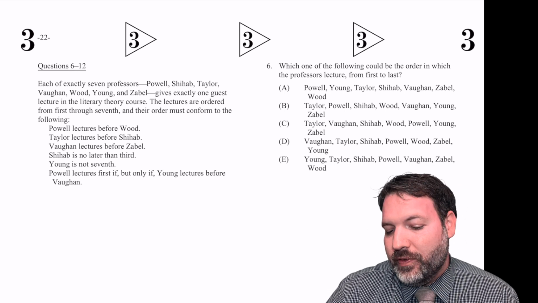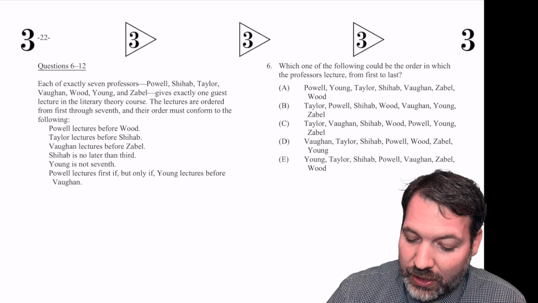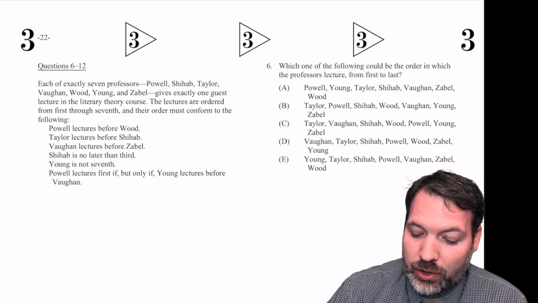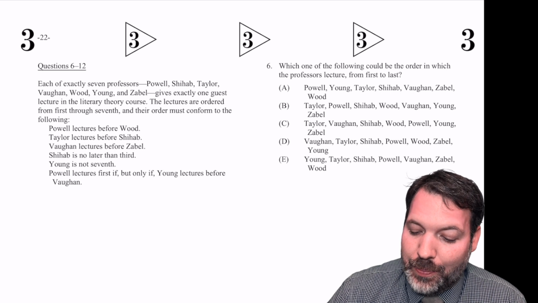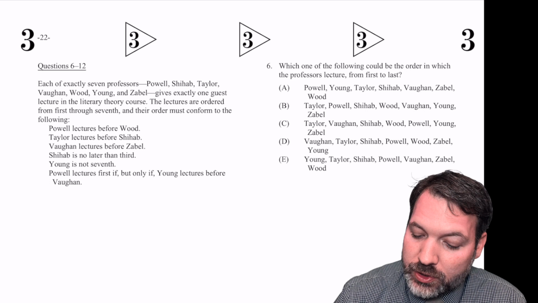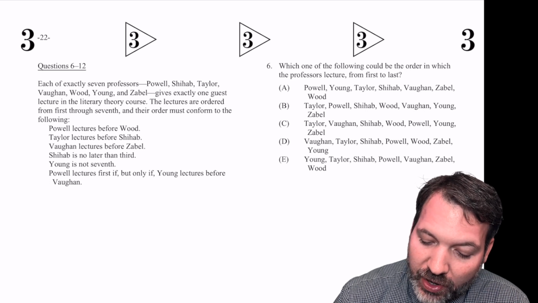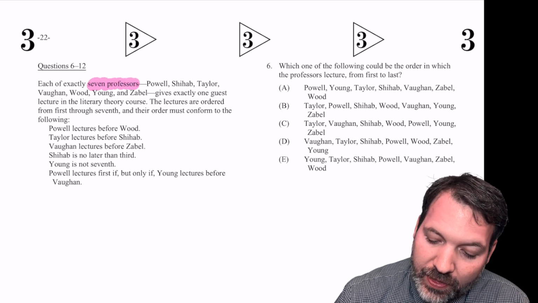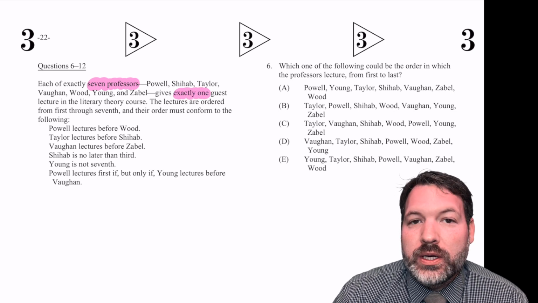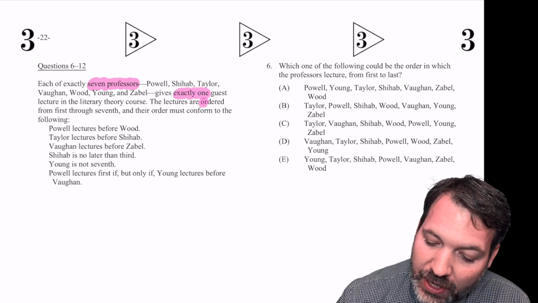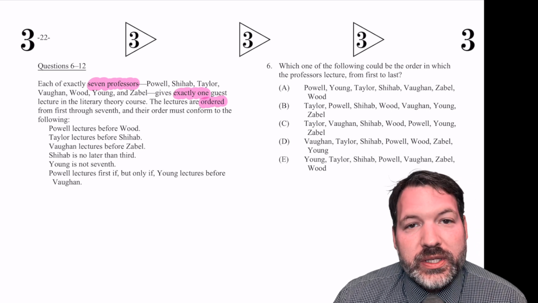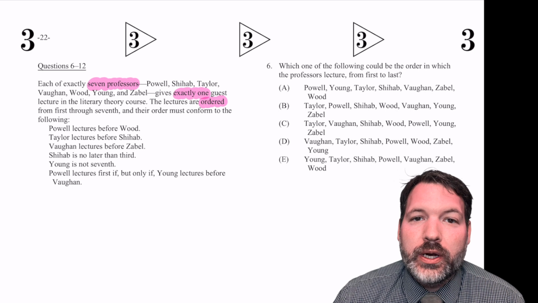Questions 6 through 12. Again, PrepTest 67, second game. Each of exactly 7 professors, Powell, Shihab, Taylor, Vaughn, Wood, Young, and Zabel, gives exactly one guest lecture in a literary theory course. And already I'm noticing, all right, we've got 7 professors, and they all give exactly one guest lecture. So this is what we call a one-to-one game. And we can see in the next sentence, the lectures are ordered from 1st through 7th. This is specifically what we call a one-to-one order game.